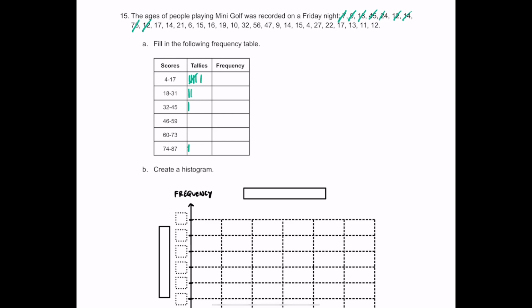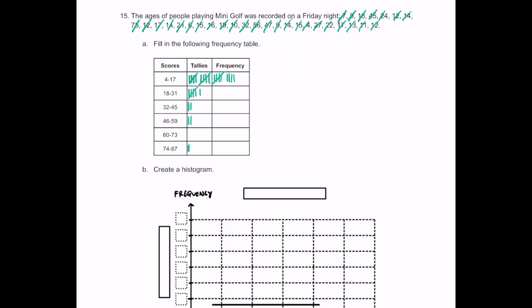12, 17, 14, 21, 6, 15, 16, 19, 10, 32, 56, 47, 9, 14, 15, 4, 27, 22, 17, sorry about that, 13, 11, and 12.